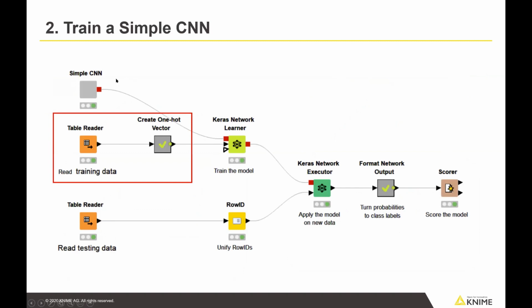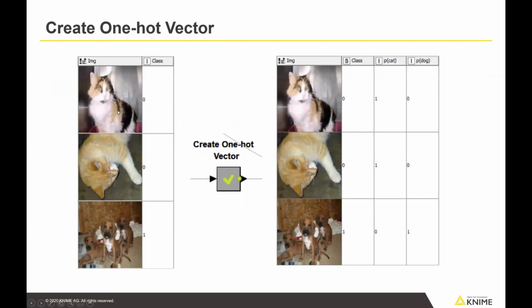After we defined our network, we have this middle branch here. Here we just have a table reader to read in our training data, and then we need to perform one more step, which is to convert the ground truth class to a one hot vector, which happens in this meta node. If you go into this, it gets as input table, as you can see here on the left. In this data set, our classes are encoded as integers. So 0 corresponds to the cat class and 1 corresponds to the dog class. And all that this node is doing is creating the corresponding one hot vector from these classes.